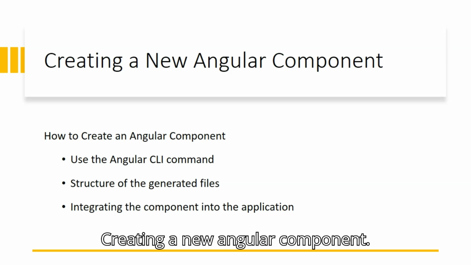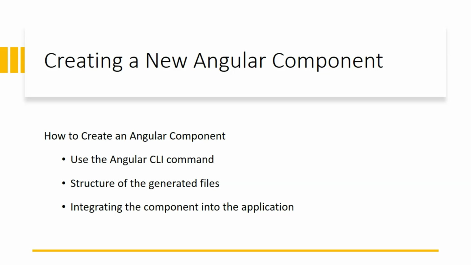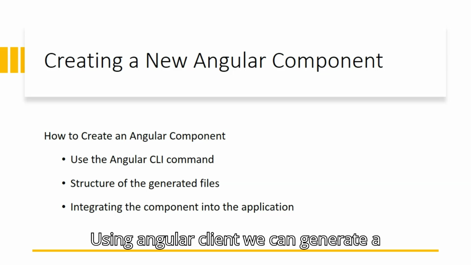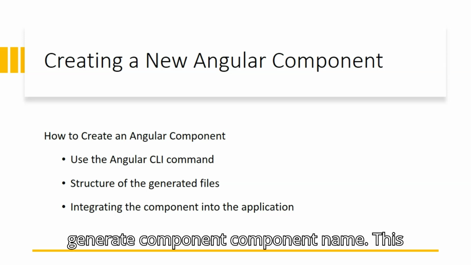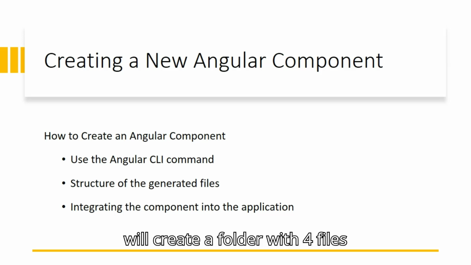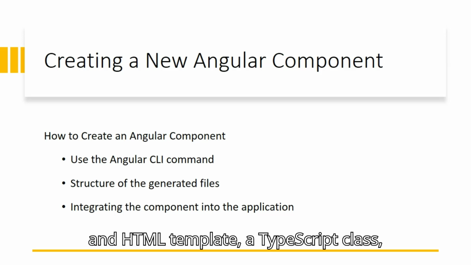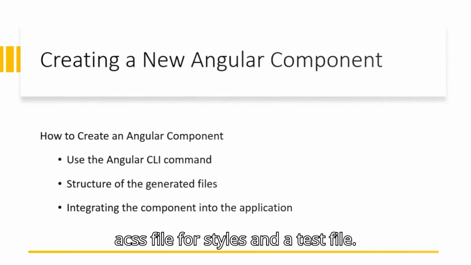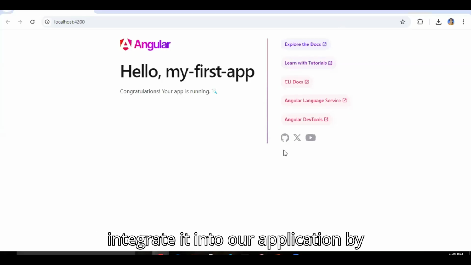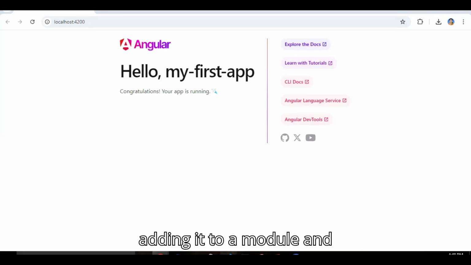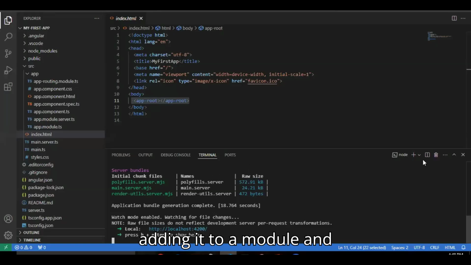Creating a new Angular component. Using Angular CLI, we can generate a new component with the command ng generate component name. This will create a folder with four files: an HTML template, a TypeScript class, a CSS file for styles, and a test file. Once the component is created, we can integrate it into our application by adding it to a module and using it in our apps.